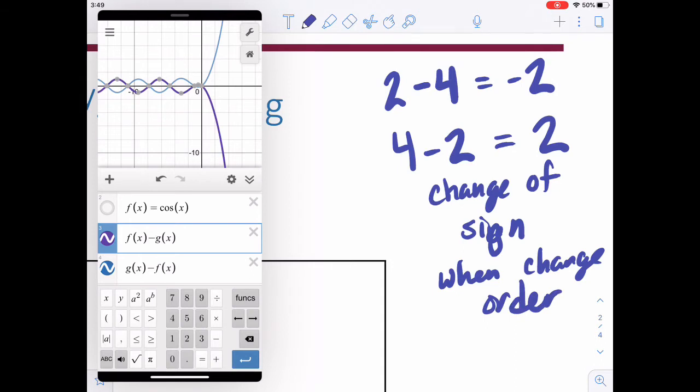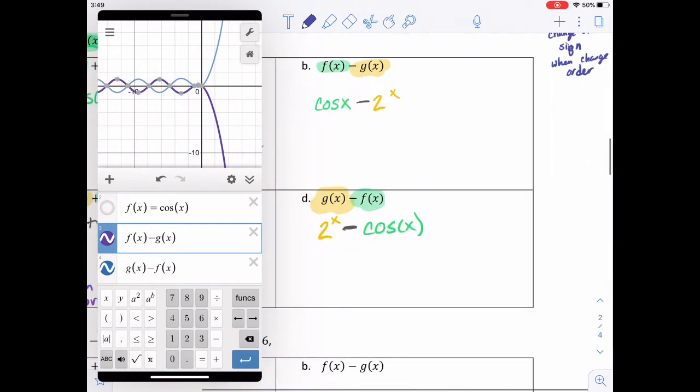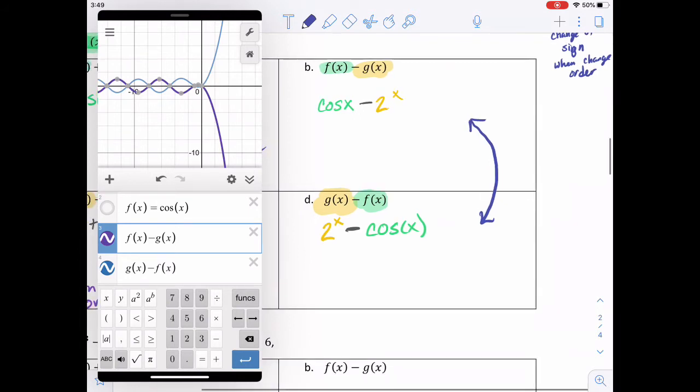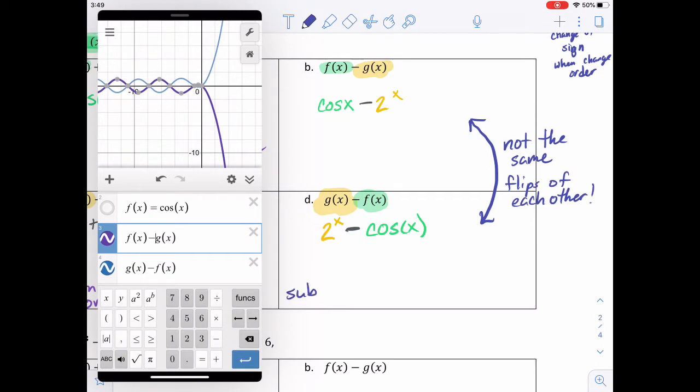And so what we see in our graph is that we get a change of sign in that we have a flip, right? We talked about that earlier today. It's not the same. They are flips of each other. That's because subtraction is not commutative. Order matters.